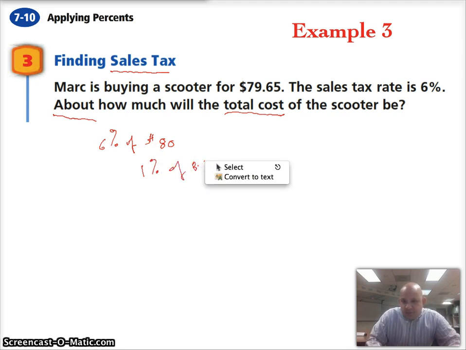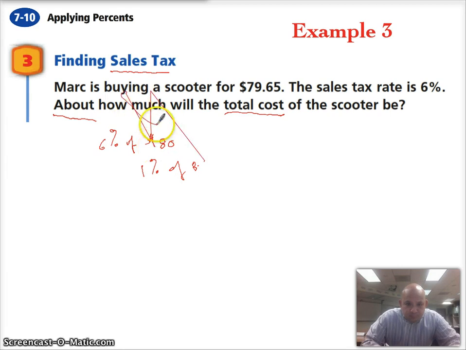And 1% of $80, oops, something just happened there. Let me undo what just happened. Wow. Big long line. All right, getting back into the action here. Wow, I had a pen that was out of control.